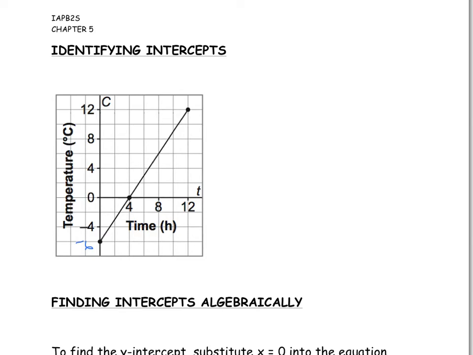So this is a graph that represents probably something like midnight. It's -6 degrees. By 4 a.m. it's warmed up a bit to 0 degrees. By 8 a.m. it's warmed up to 6 degrees. And by noon it's all the way warmed up to 12 degrees. So we call this a linear function because it's increasing at the same rate. Every 4 hours we're going up 6 degrees. 4 hours, 6 degrees. 4 hours, 6 degrees.